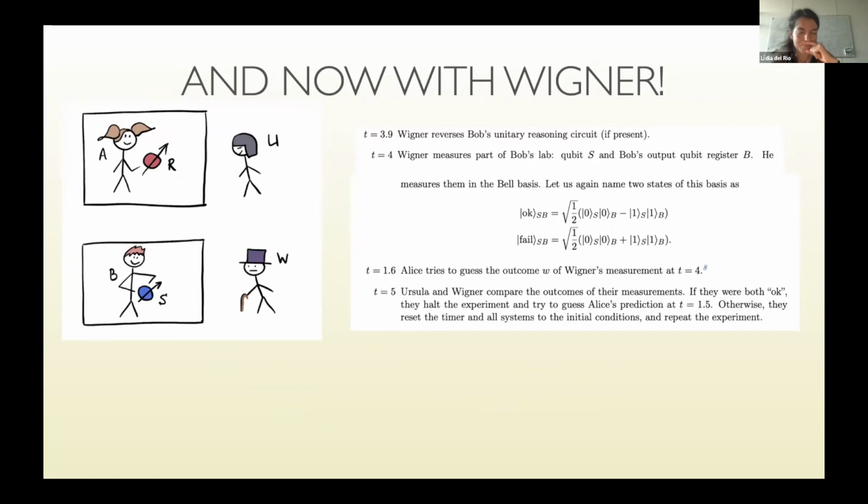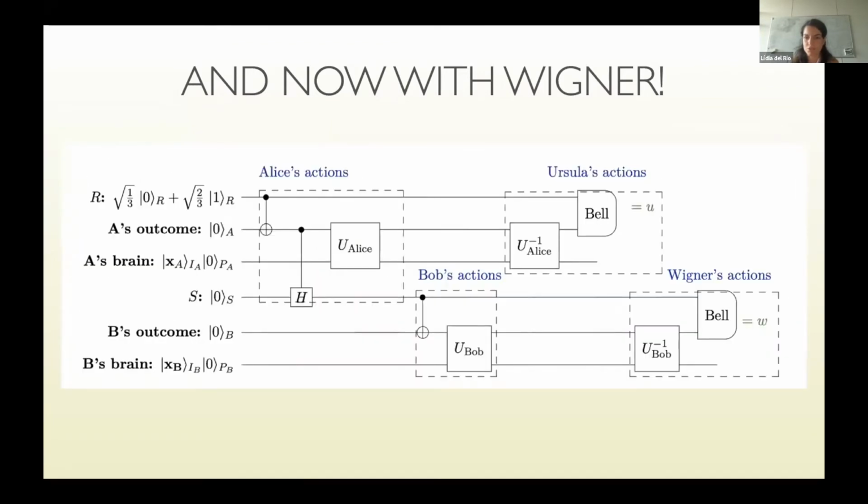We'll do exactly the same to Bob's lab. So we'll undo Bob's reasoning and then measure in this funny basis. But then now we finally give Alice something to do. We give her a brain and we say that, well, back in the day, before she even gave this qubit to Bob, she tried to guess what the outcome of Wigner's measurement would be. So let me just show you the whole circuit.